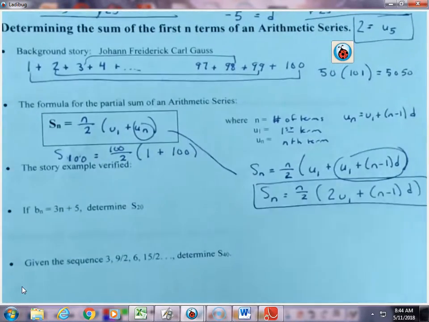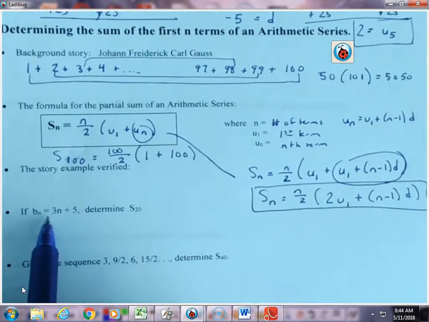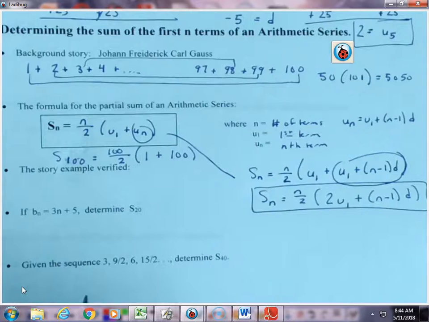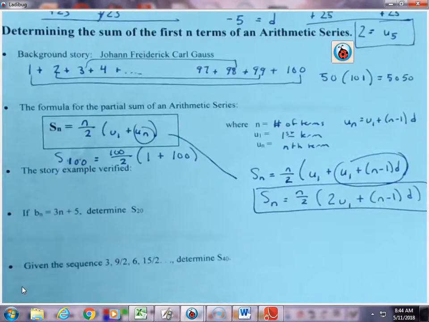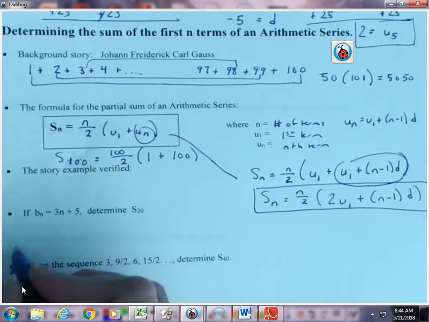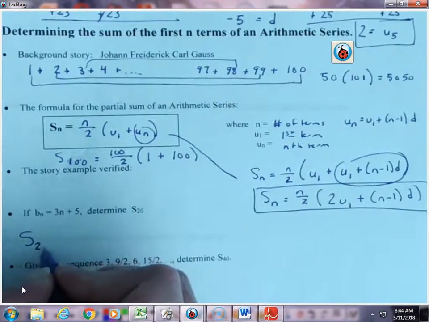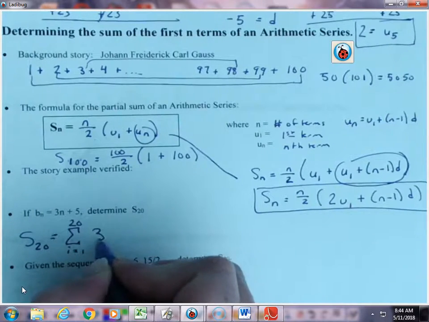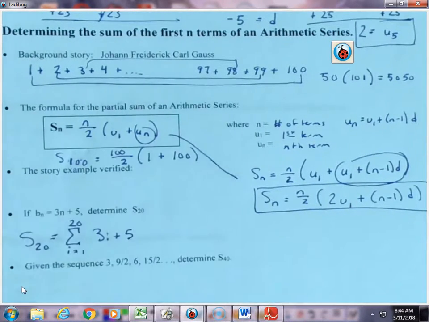Okay, all right. So if you take a look at this one, it says b sub n is 3n plus 5. Determine S sub 20. Okay. So what that means is they want you to put in 1, 2, 3, 4, all the way up to 20 and add it up. A couple ways to do that. One is you could write it as S sub 20 is the summation from 1 to 20 of 3i plus 5. You put it on your calculator, it'll tell you the answer.